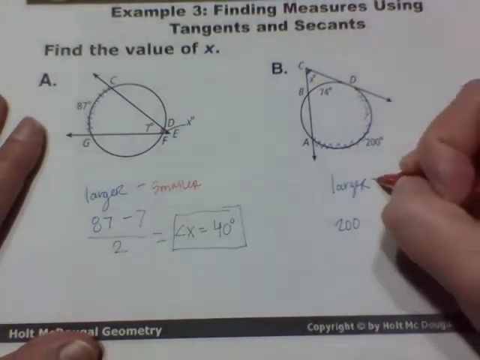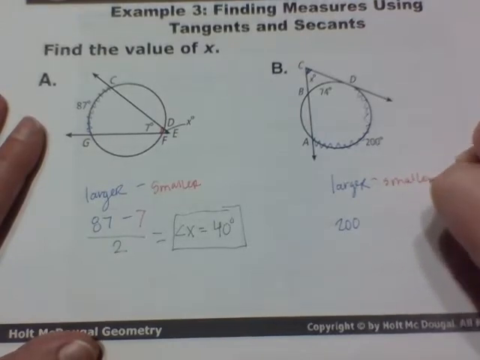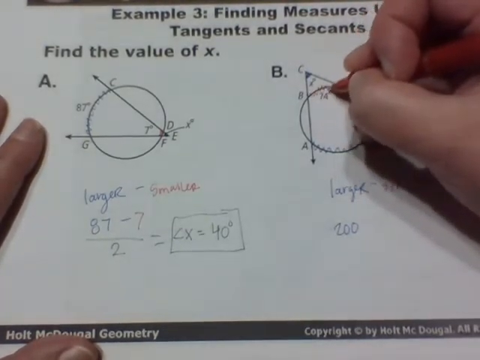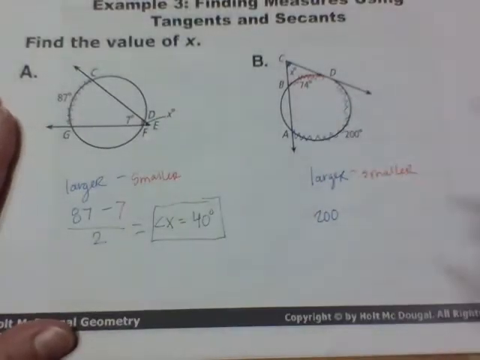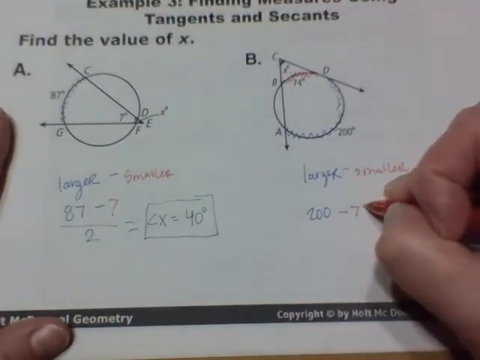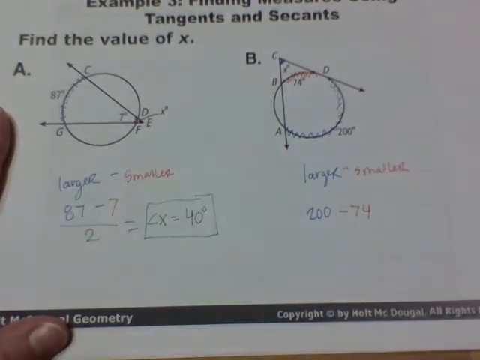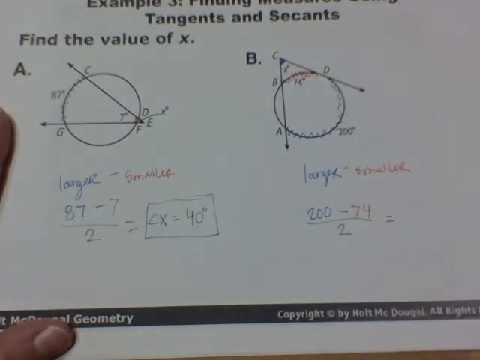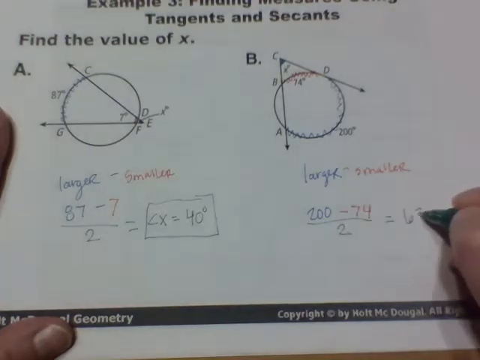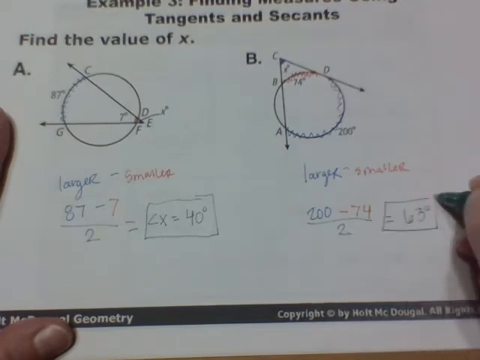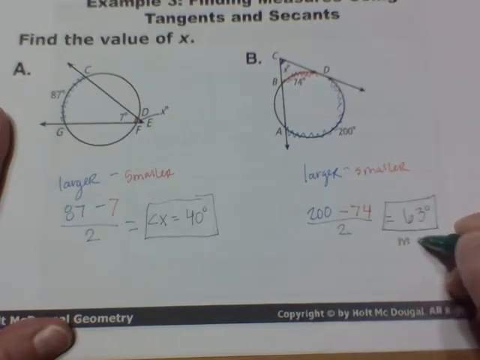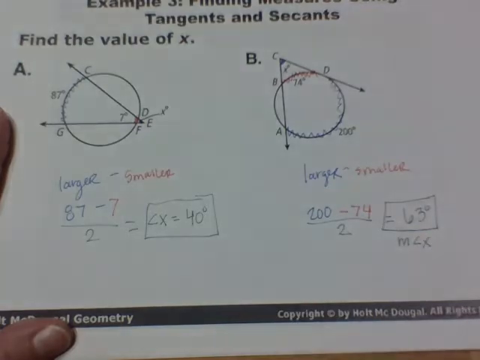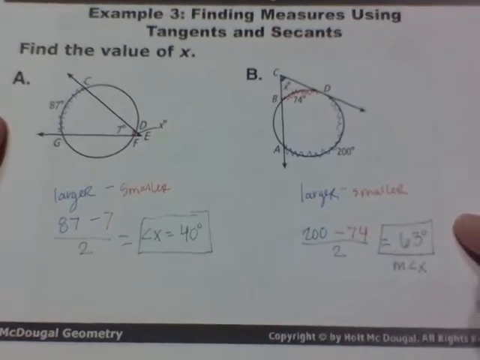And then from that, we're going to subtract the smaller arc that is formed by these 2 secants or tangents. So 74. And then once we find that difference, we'll divide everything by 2. So 200 minus 74 is 126, divided by 2 is 63. And again, that's the measure of angle X in this case. All right.